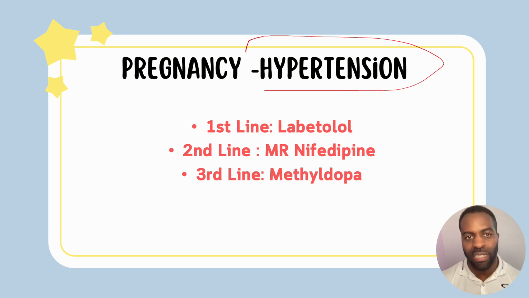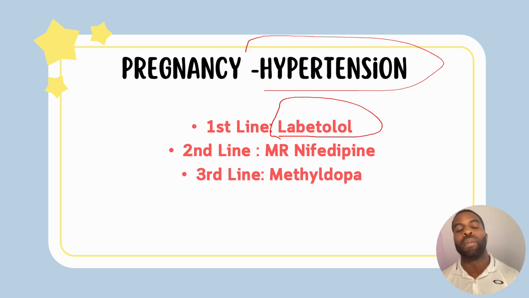We're looking at first line is labetalol. They have given this question in the exam a few times. They may tell you a patient is pregnant and the patient is also asthmatic. In this case, we're not going to give them labetalol as first line. We're going to move down to our second line. And our second line is normally MR nifedipine. And then third line, if they cannot take nifedipine for some reason, it's going to be methyldopa.